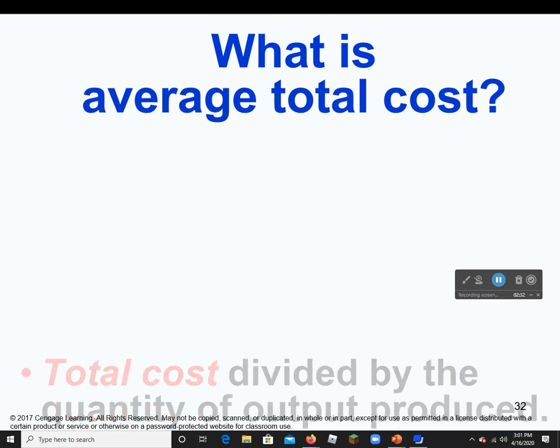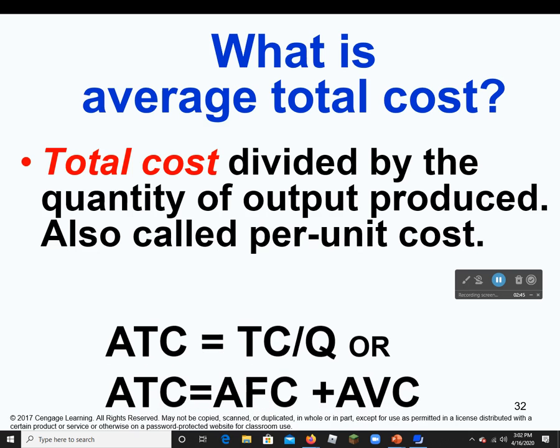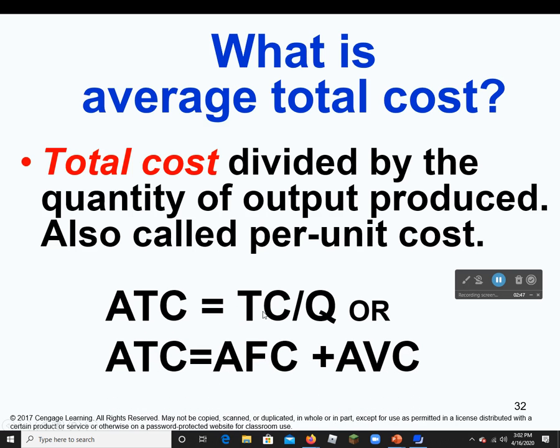Average total cost, ATC or AC, it can be abbreviated either way, is the total cost divided by the quantity of output produced, also called per unit cost. We can get that with two different equations. We can simply take total cost and divide it by output. That'll get your ATC. Or you can add up the previous two averages, average fixed cost plus average variable cost, and you'll get the same answer.